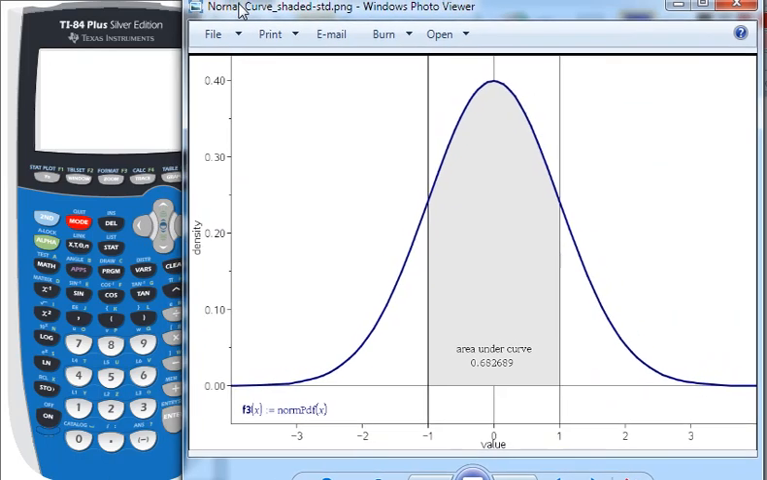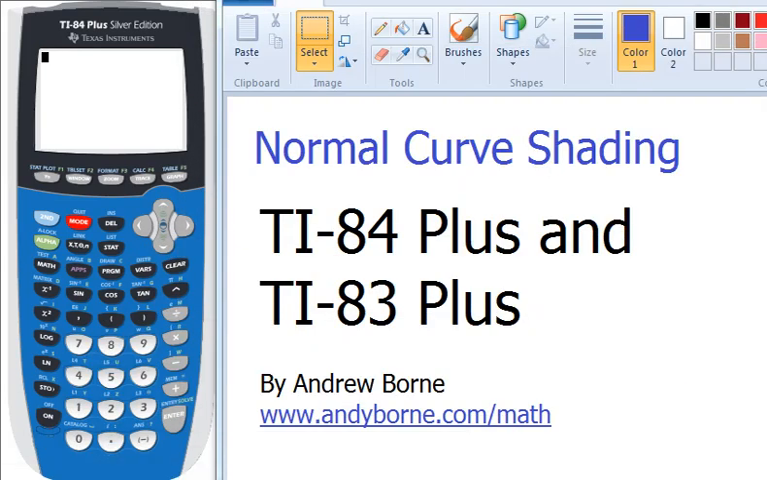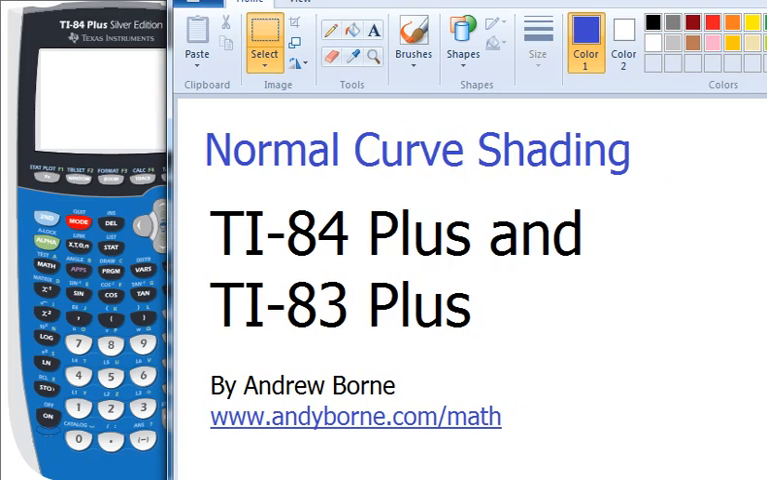I bet you've seen this in your textbook already, where we have a normal curve and you are asked to find the area under a normal curve. You're given some sort of mean, a standard deviation, and a lower bound and an upper bound, and you have to find what the area under the curve would be. Typically, this is a calculus problem, but there are methods for finding it in statistics, and a really good method for finding it with a calculator.